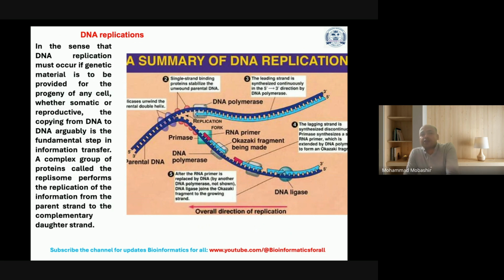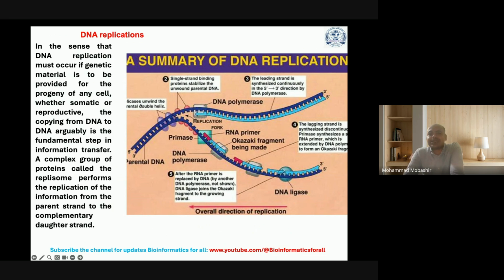The copying from DNA to DNA arguably is the fundamental step in the information transfer process. A complex group of proteins called the replisome performs the replication of the information from the parent strand to the complementary daughter strand. In the summarized form of DNA replication, here you can see the 5 steps.